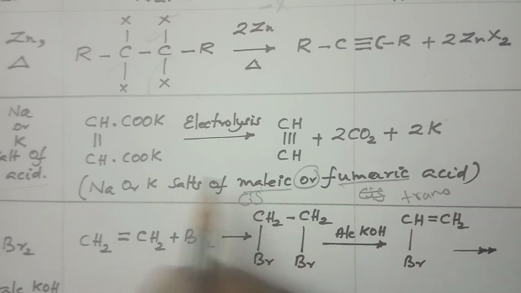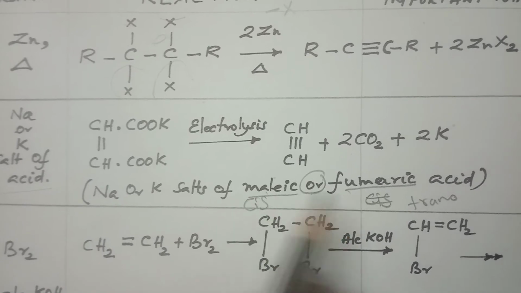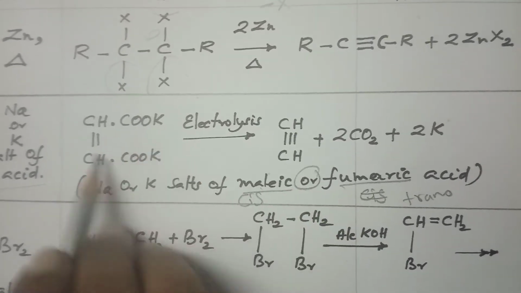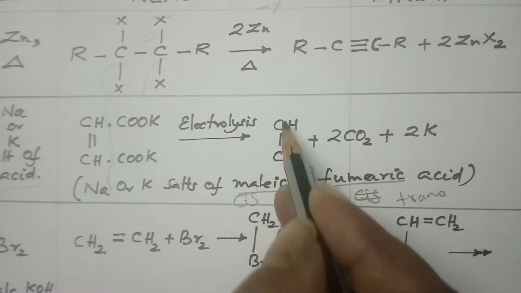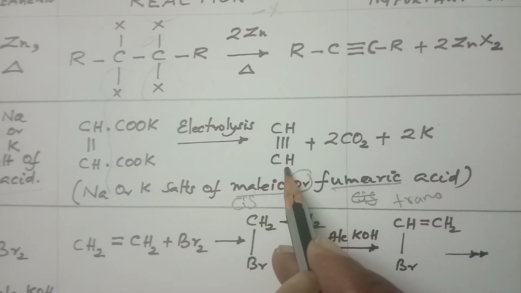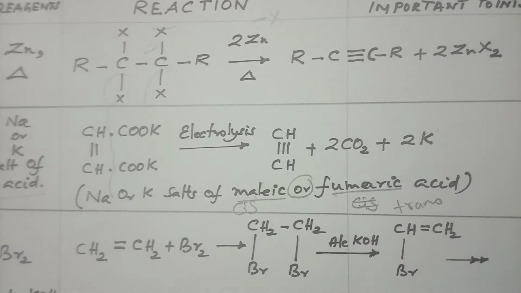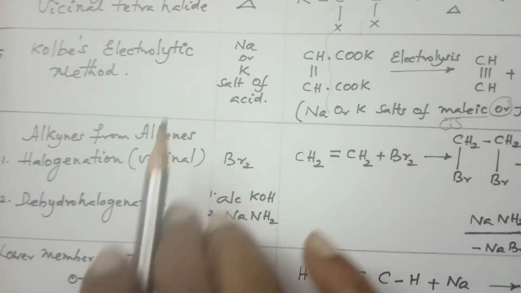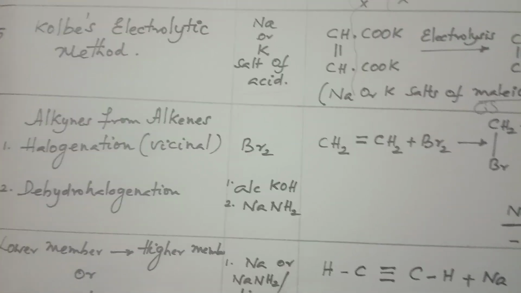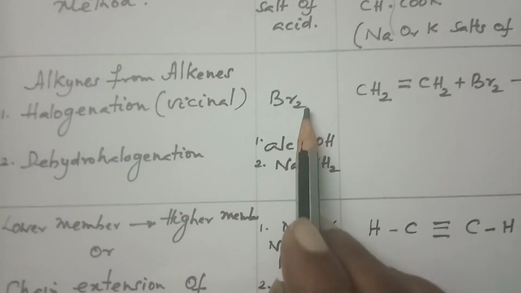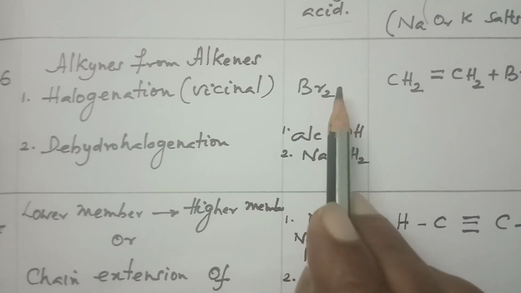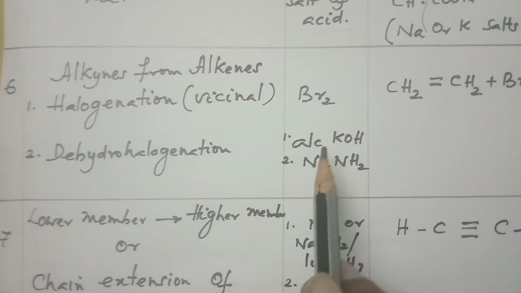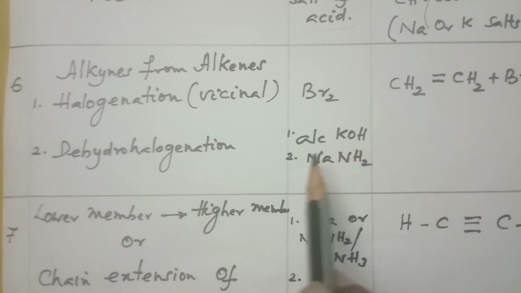Okay, so now let us see the maleic or fumaric, whatever may be. This is the sodium or potassium salt. During electrolysis, break this one, and you are having the ethyne, followed by the remaining as usual. This is a very common equation only. Now we are moving to the next one, which is bromine, and the first step we can call bromination, followed by alcoholic potassium hydroxide, sodamide.